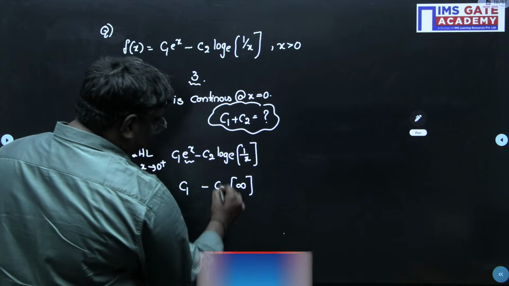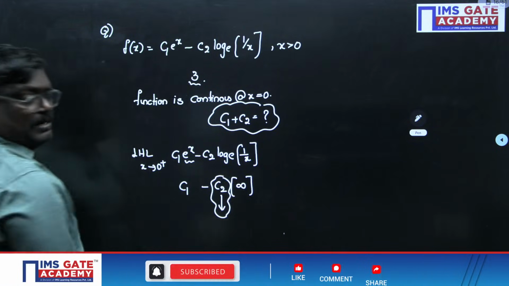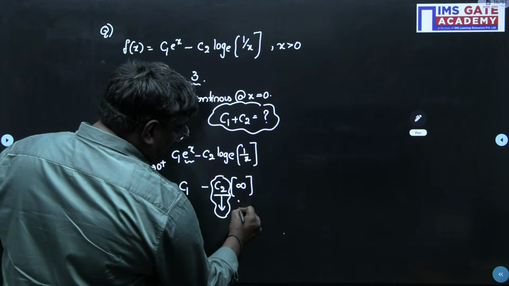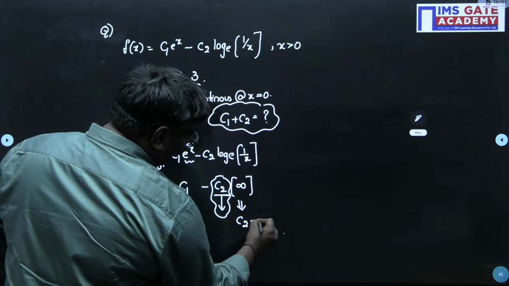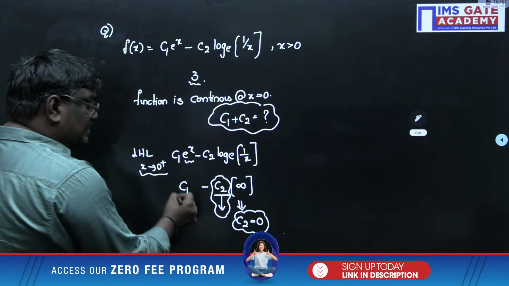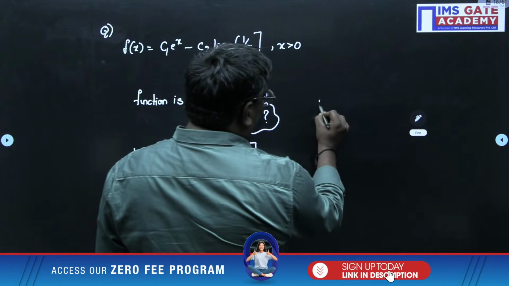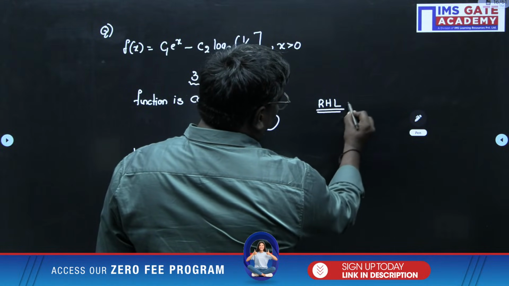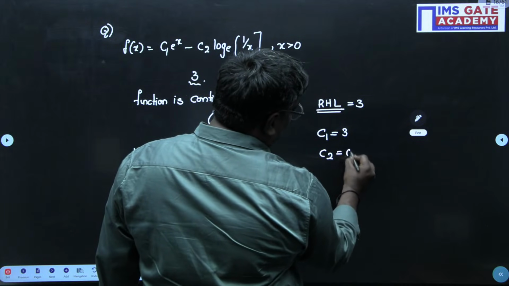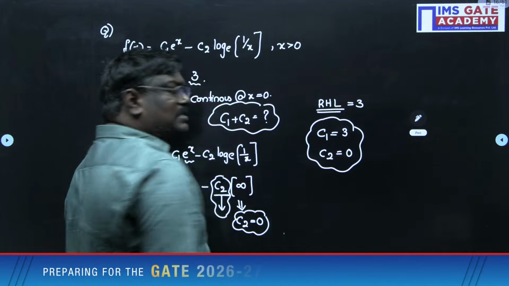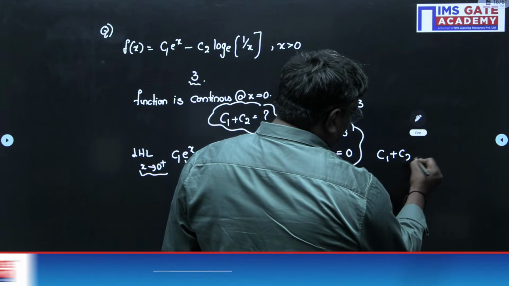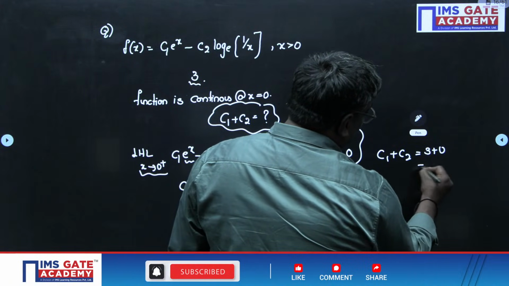So by default, what should be the value of c2 here? Because it is multiplied with it, c2 should by default be 0. Now see, from the left hand side we got c1. So from the right hand side, what can we get for the right hand limit? We can get a value of 3. So c1 is equal to 3 and c2 is equal to 0. Now, my dear students, he is asking what is the summation c1 plus c2. c1 plus c2 is nothing but 3 plus 0, it is nothing but 3.